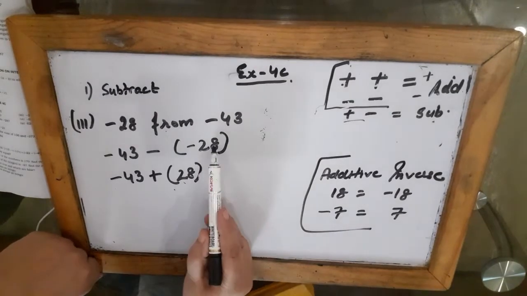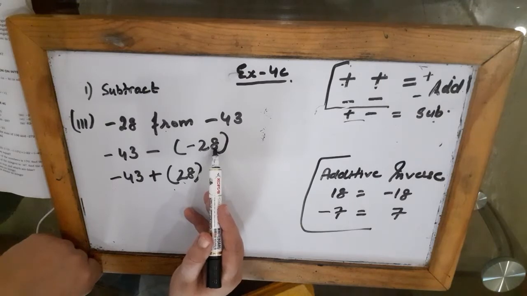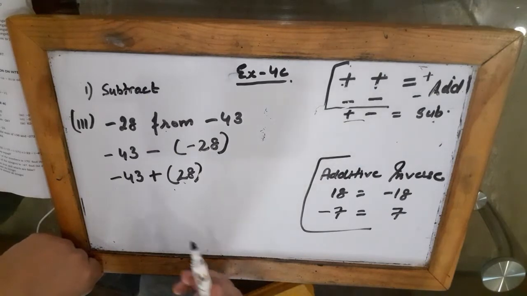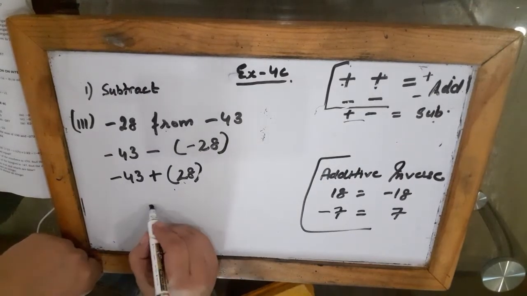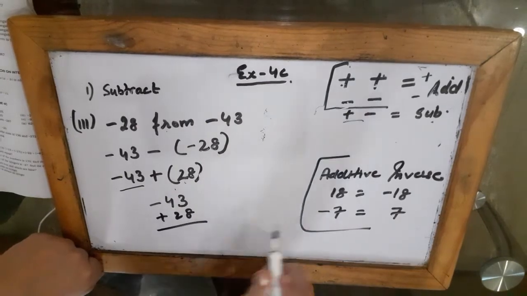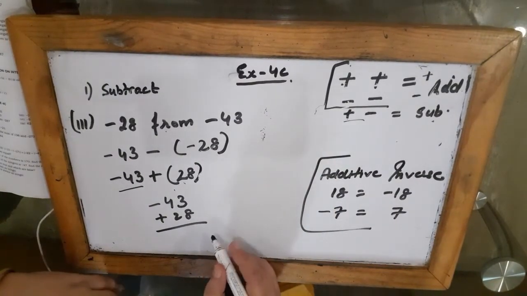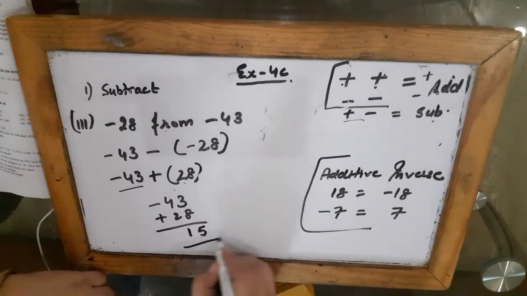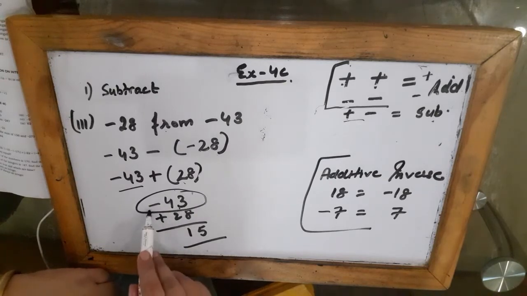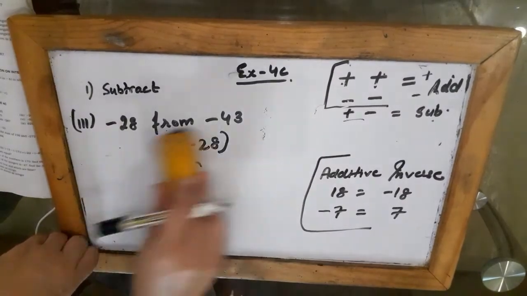Okay, so now I have changed this sum of subtraction to a sum of addition, and this second integer I have changed its sign. It was negative 28, so I have made it a positive 28. Now I have to add. You can see that one is negative and one is positive. So when you have one negative, one positive, you always have to subtract them. So you get 15, and the sign will be of the bigger integer, which is 43. So my answer also will be negative. So this is how we subtract.